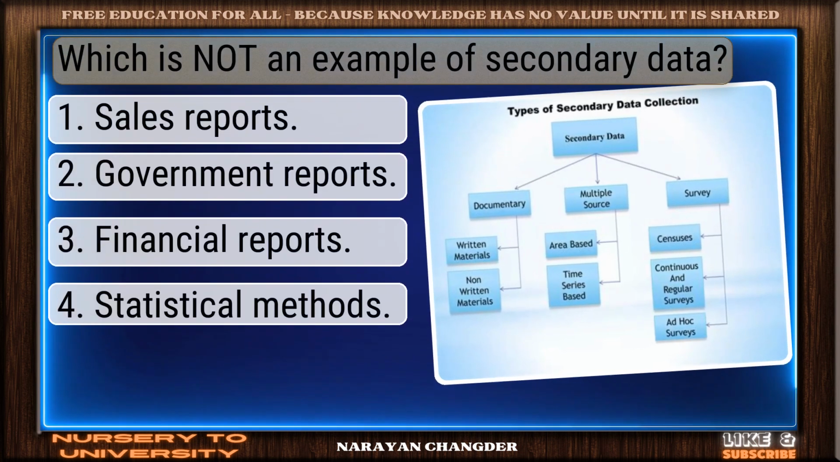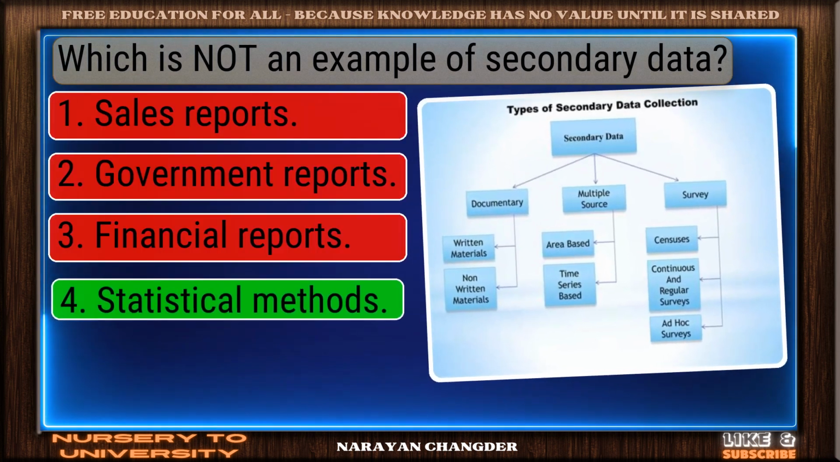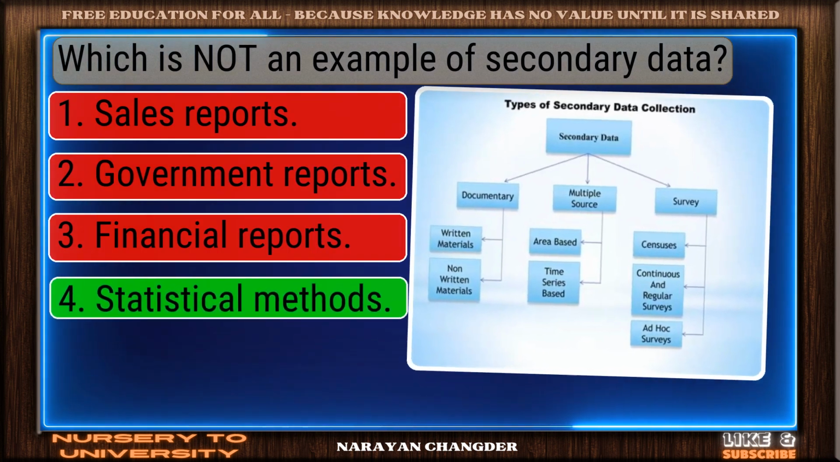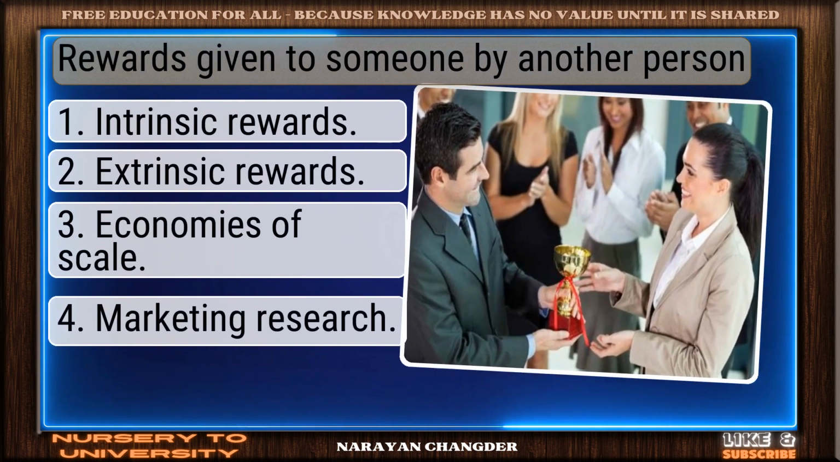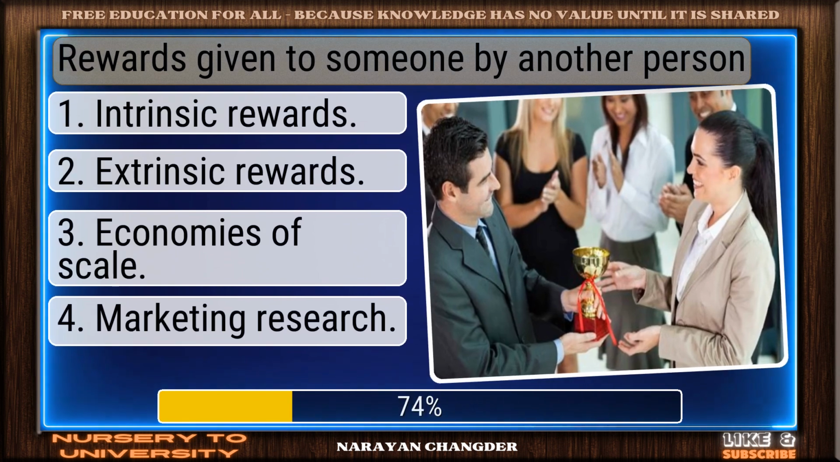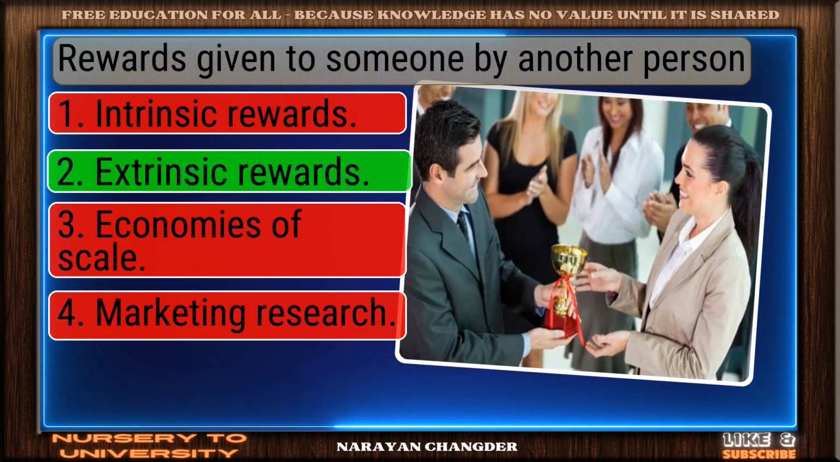Which is not an example of secondary data? You're right. Statistical methods is the correct answer. Rewards given to someone by another person. Perfect. Extrinsic rewards is the correct choice.